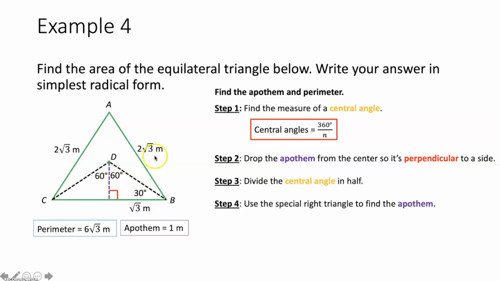Now all we have to do to find the area of this equilateral triangle is plug our perimeter and our apothem into the area of a regular polygon formula. Area is equal to 1/2 the apothem times the perimeter. The apothem we said was 1 meter. That goes in for our lowercase a. The 6 rad 3 meters is our perimeter. That goes in for p over here. We then simplify, and because it wants our answer in simplest radical form, we don't just plug this in our calculator. We actually have to multiply this out. 1/2 times 1 is 1/2 times 6 rad 3. We just multiply the 1/2 times the 6. We get 3 rad 3 meters squared, or square meters.